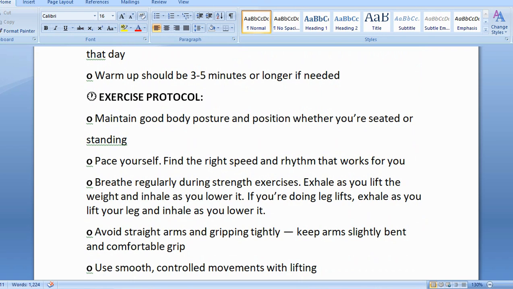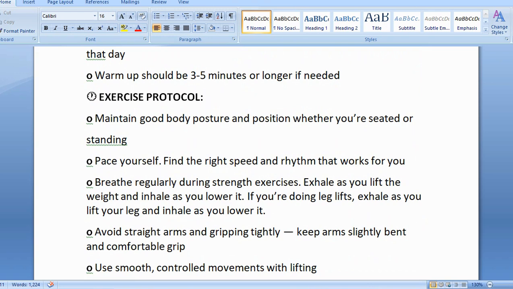Exercise protocol. Number 1, maintain good body posture and position whether you are seated or standing. Number 2, pace yourself. Find the right speed and rhythm that works for you. Number 3, breathe regularly during strength exercises. Exhale as you lift the weight and inhale as you lower it. If you are doing leg lifts, exhale as you lift your leg and inhale as you lower it.